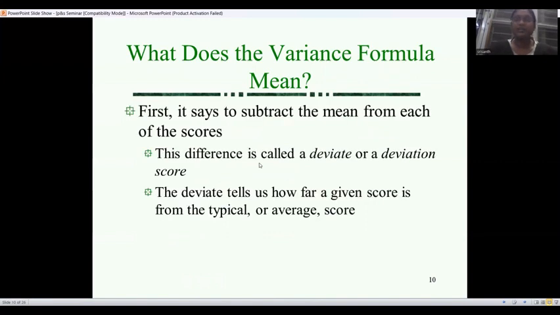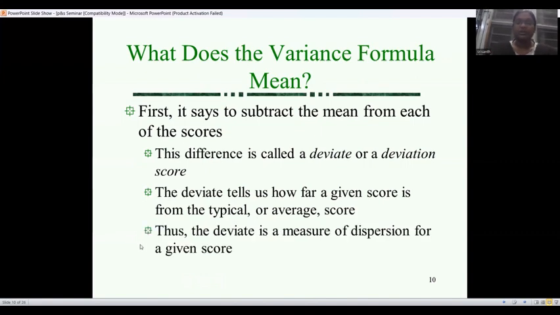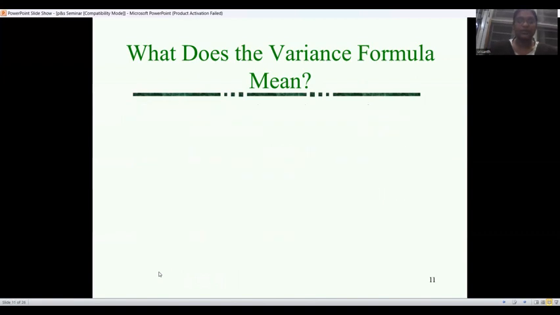What does the variance formula mean? First, it says subtract the mean from each of the scores. This difference is called the deviation. The deviation tells how far the score is from the typical or average score. Thus, the deviation is a measure of dispersion for a given score.